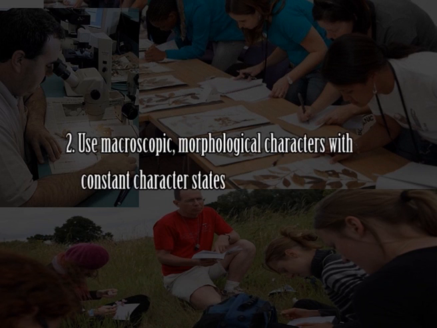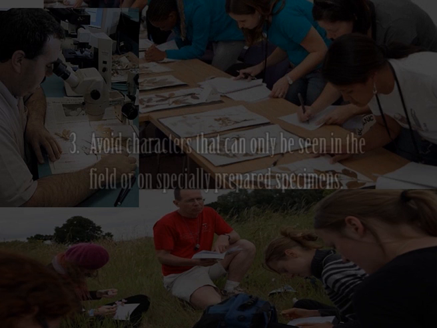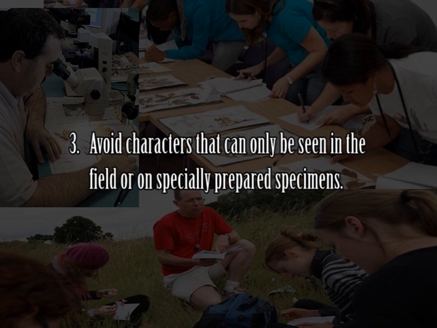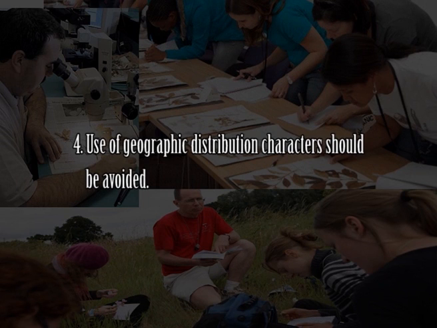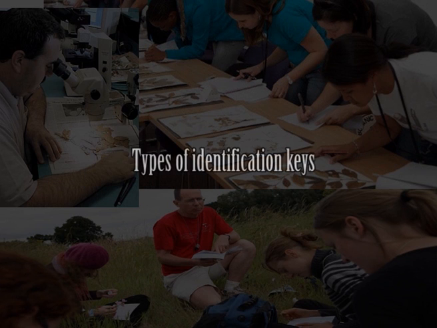Number 2 is, use macroscopic morphological characters with constant character states when possible. Then avoid characters that can only be seen in the field or on specially prepared specimens. Also, it is important to incorporate as many contrasting characters as possible, but use of geographical distribution characters should be avoided. Now, we discuss types of identification keys.